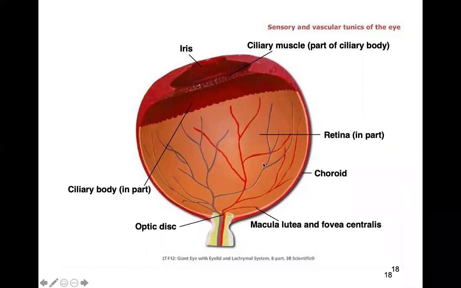Then on the innermost part, let's go back here. The middle layer is the choroid, and then the deepest part, the inner part, is the retina. And then the optic disc is right here at the back of the eye. That's where you have the entrance of the nerve and the blood vessels, the arteries and veins.